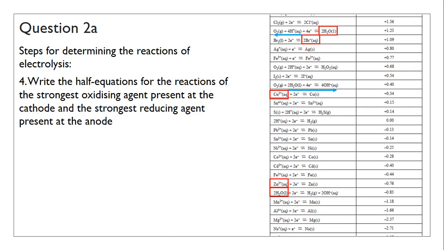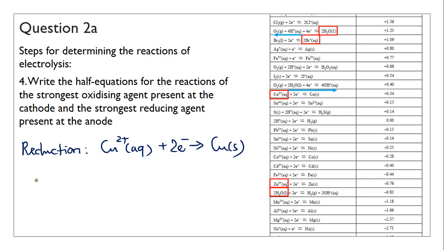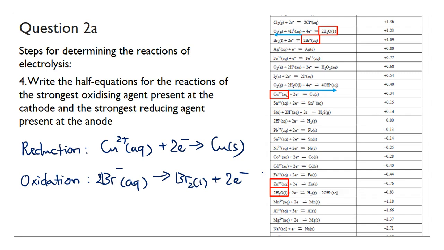So the half equation at the cathode, the reduction, it's going to be Cu2+, do not forget states, plus 2 electrons going to Cu. So that's cathode. And oxidation, you're going to have bromine ions going to Br2 and 2 electrons. Okay. What am I doing? Yes, that's reduction and oxidation.